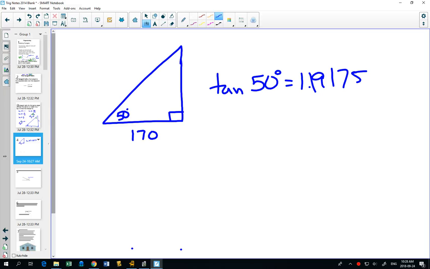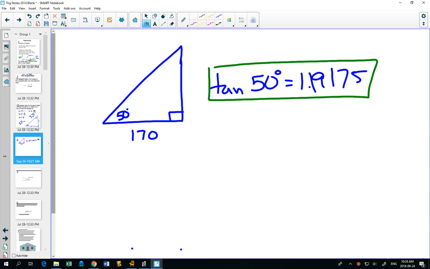170. With what our calculator just taught us. Our calculator told us that the ratio of the opposite over the adjacent has to be 1.19. Nick just picked 170 for the adjacent side. So he's saying tan of 50 degrees, our definition says tan is always the opposite side divided by the adjacent side.